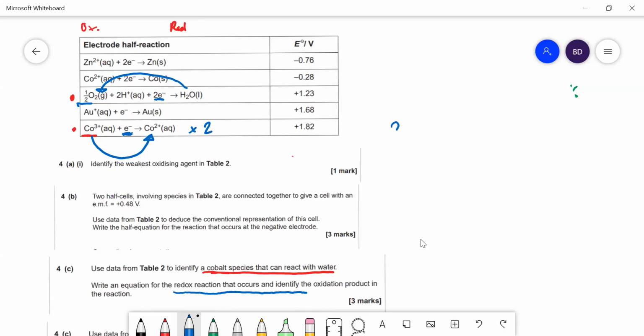So we'd have 2 Co3+ plus water turns into, right, we get Co2+, and then we get these products here, so we get a half an O2 and 2 protons.